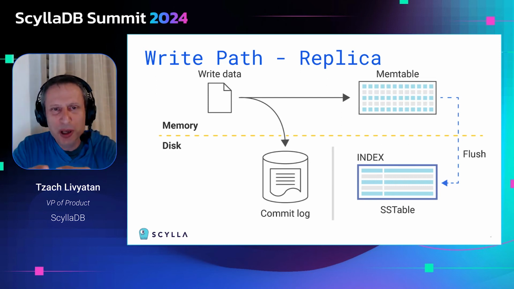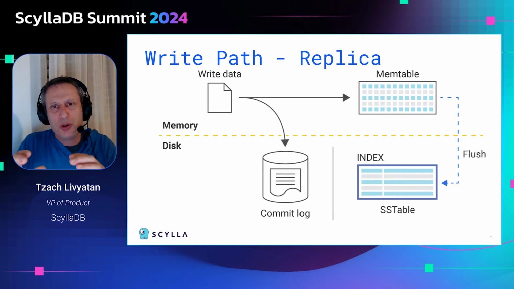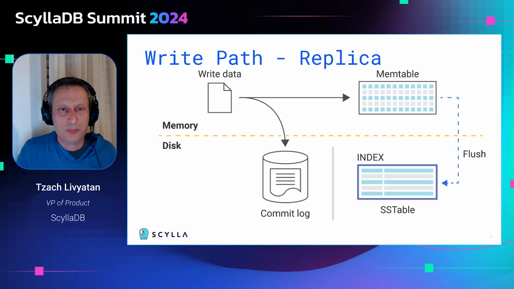Now I want to zoom in a little bit and explain how each replica works. Earlier we saw there was a coordinator. The coordinator sent a write request to 3 replicas, and now we're deep diving into one replica. We try to understand how this replica keeps the data persistent.